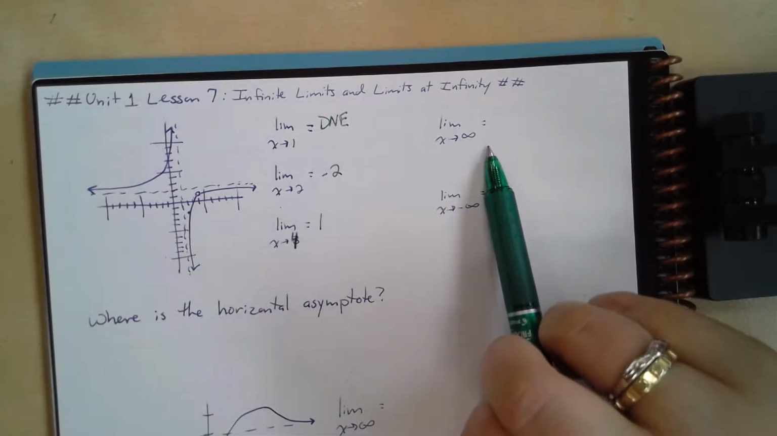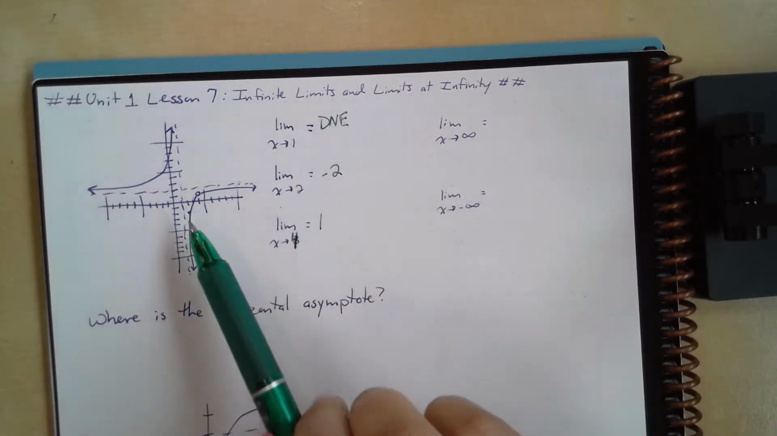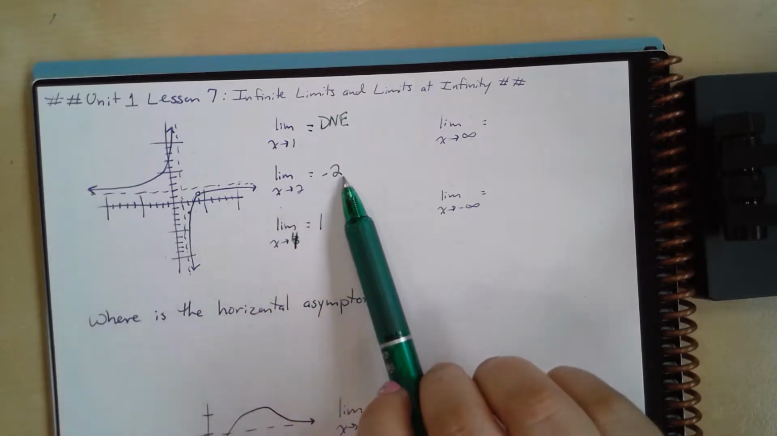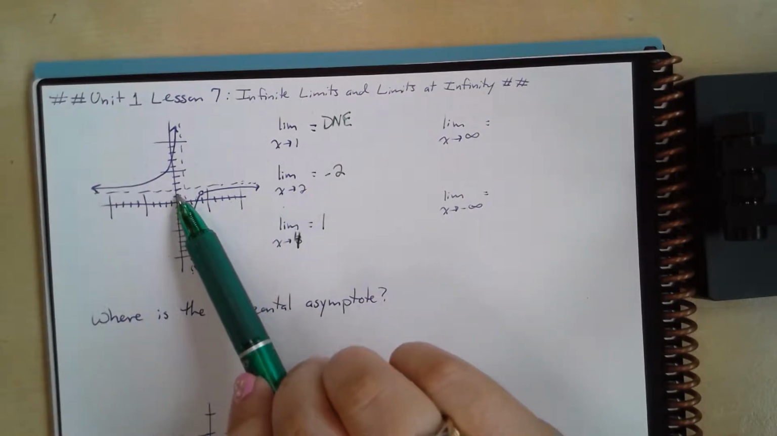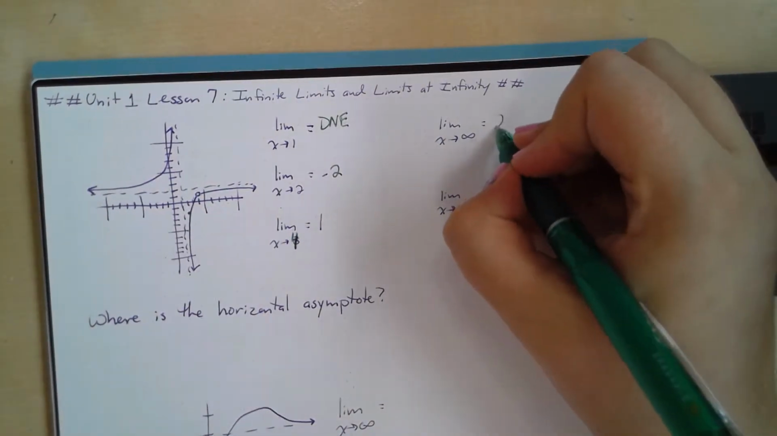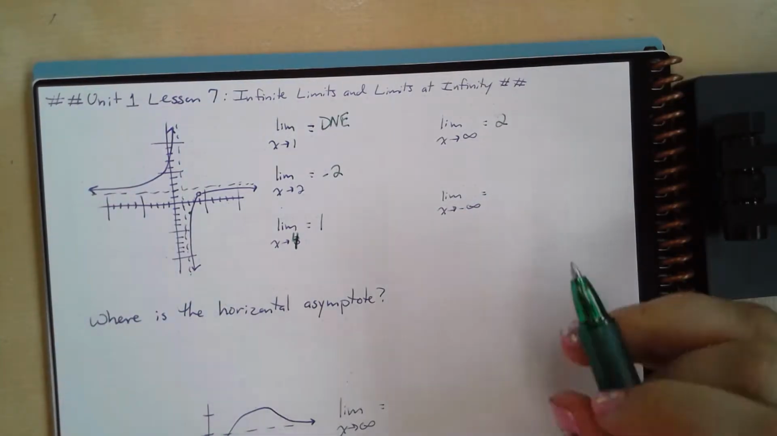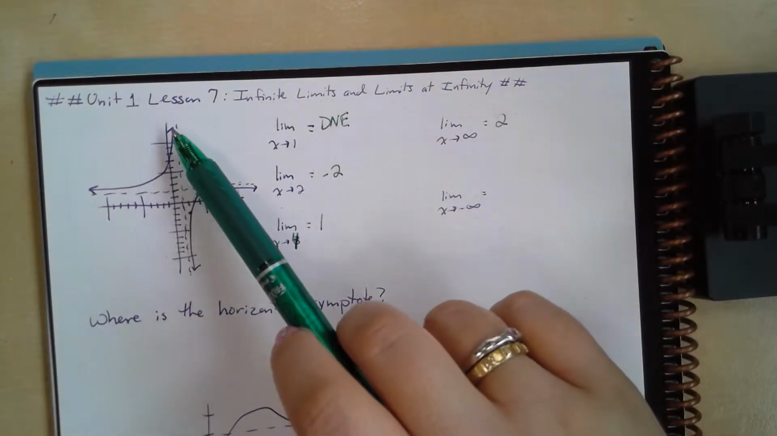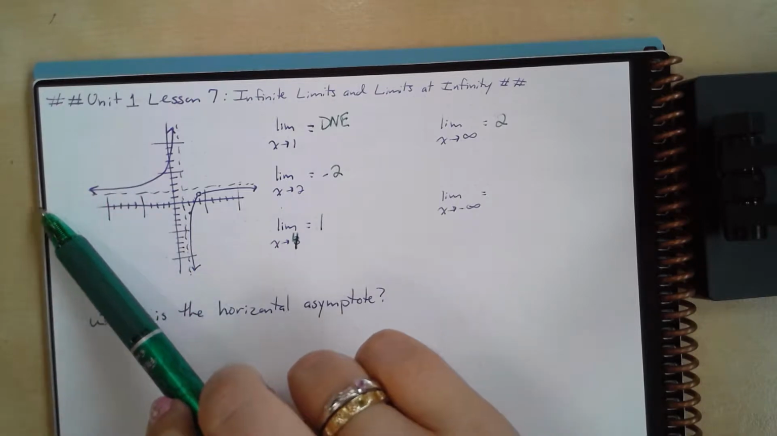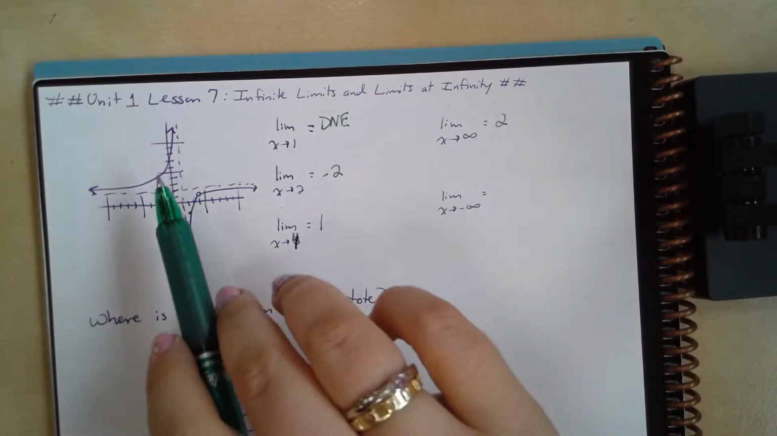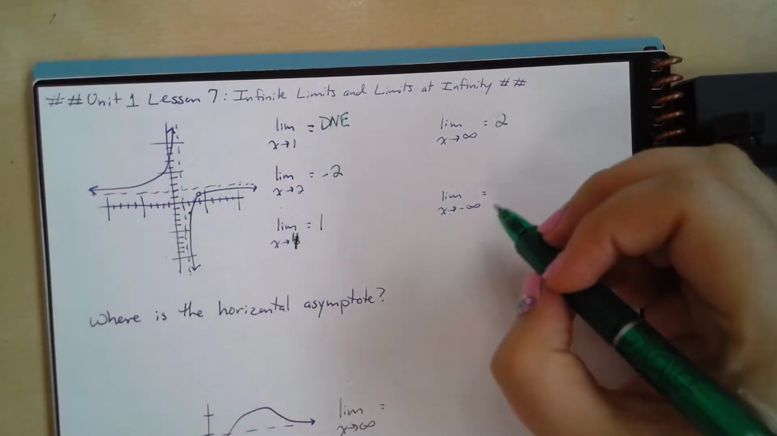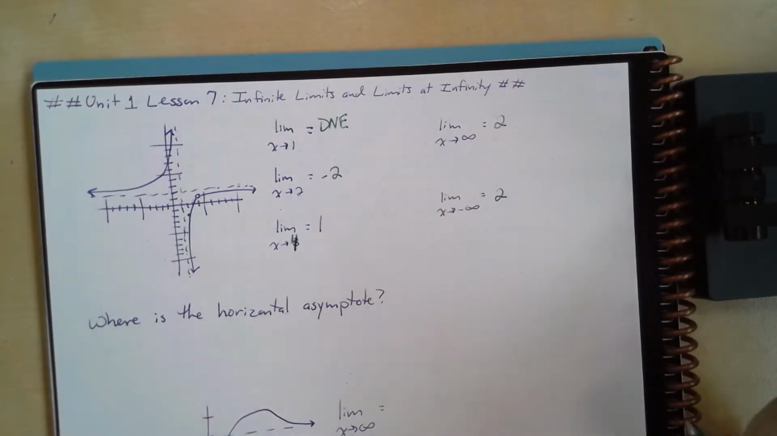Well, let's look now at our limits as we approach infinity. As we're going towards infinity forever and ever, it looks like we're getting closer and closer to 2, but we never actually touch 2. Then likewise, as we go to negative infinity forever and ever, we get closer and closer to 2, but we never actually touch 2. So those are our limits.